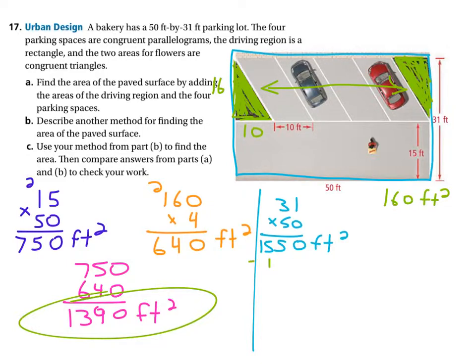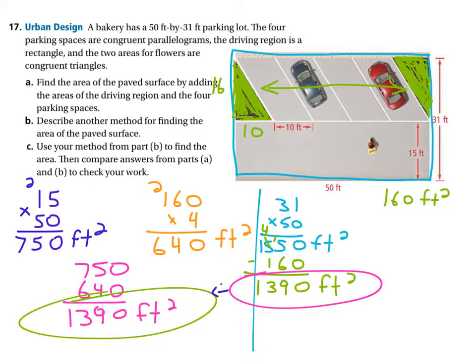So let's take those away, minus 160. And when we subtract them, we borrow from that. 15 minus 6 is 9. 4 minus 1 is 3. That 1 comes down. And we've got 1,390 feet squared. And notice these two values, because part 3 says use your method for part B to find the area, then compare the answers. Notice that those numbers are exactly the same.